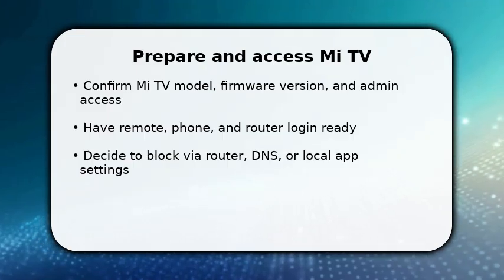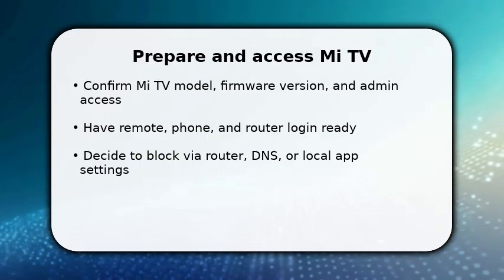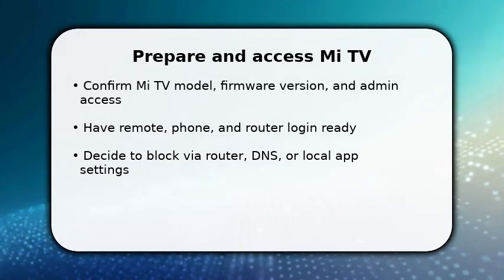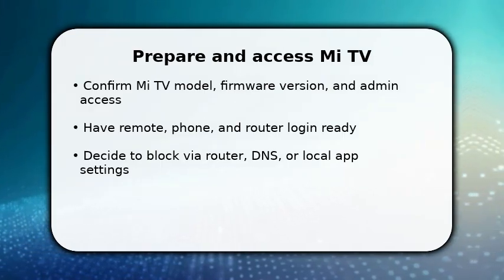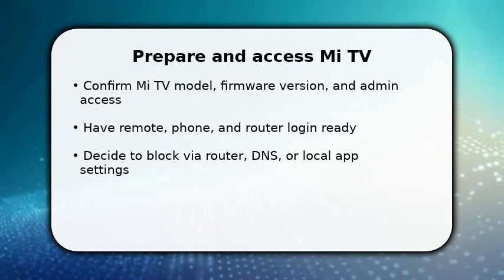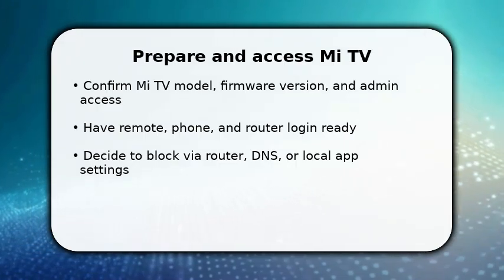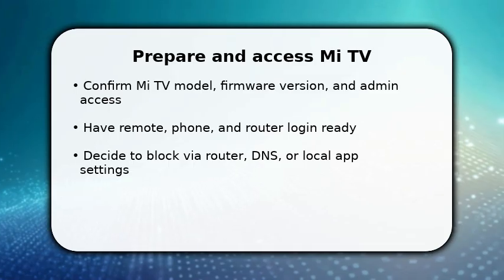You start by confirming model and firmware so you know which settings exist. Once done, get the remote, a phone, and your router login. These are essential. Next, decide whether to block YouTube at the router, change DNS, or disable the app on the TV because each method has different reach and permanence.